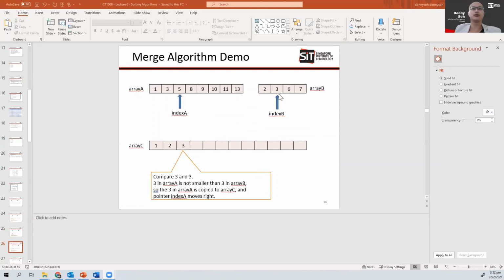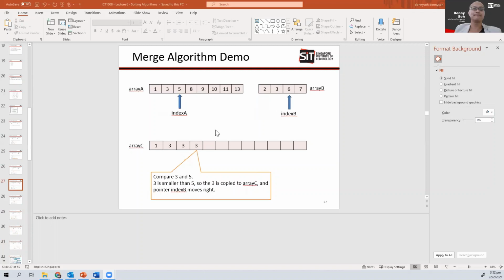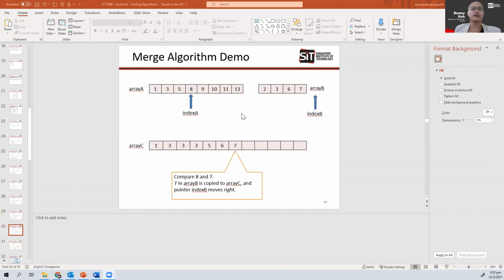Now 5 will be compared with 3. 3 comes in and we move index B to the right. 5 with 6, move 5 down. I believe you're beginning to find a pattern. 6 with 8, move 6 down. 8 with 7, move 7 down. Now we reach the end of array B, and the rest gets copied into array C. So that's how merge sort actually works.